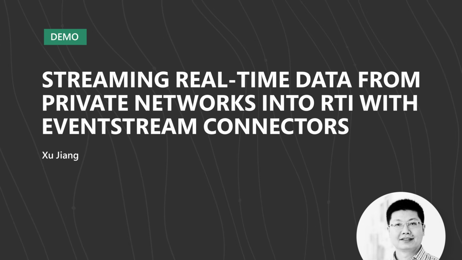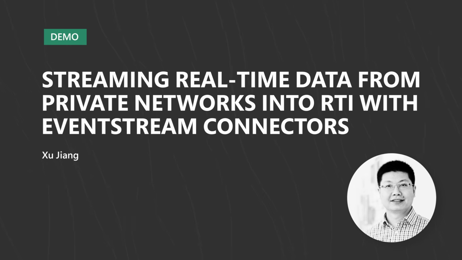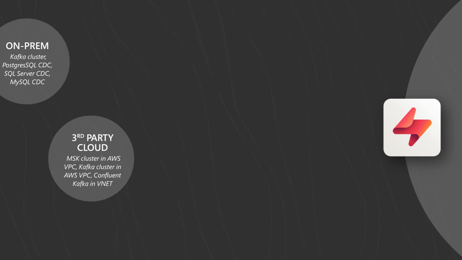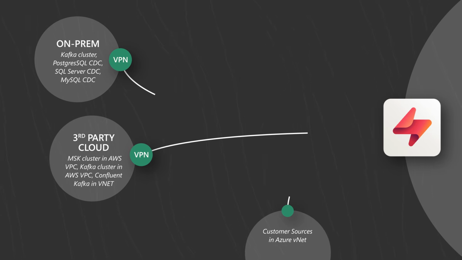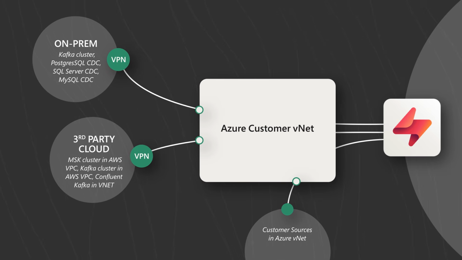Fabric Eventstream is designed to ingest real-time data from many sources and route it to multiple destinations. With this feature, you can securely stream data from private network environments, such as cloud virtual networks or on-premises infrastructure, into Eventstream. To enable this feature, an Azure virtual network is configured as a secure intermediary.